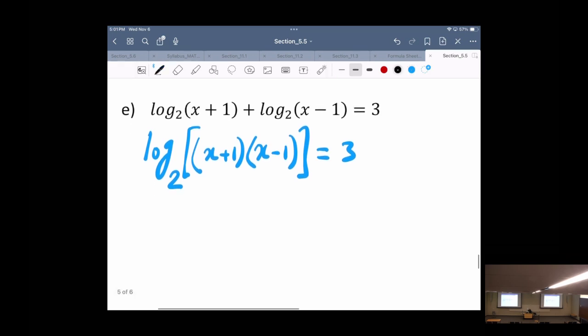Okay, so now take a look at what we have on the inside. These 2 guys, what are they? Do you recognize it? They are conjugates. If you can see visually that they're conjugates, that's excellent.